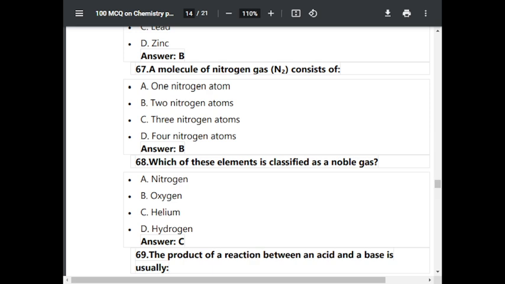Question number 68. Which of these elements is classified as a noble gas? Option A nitrogen, option B oxygen, option C helium, option D hydrogen. The correct answer is helium. Helium is classified as a noble gas.